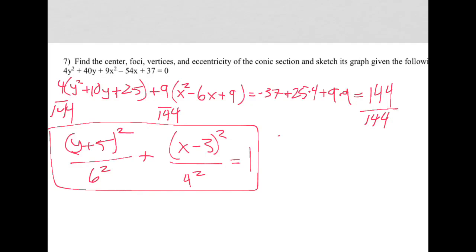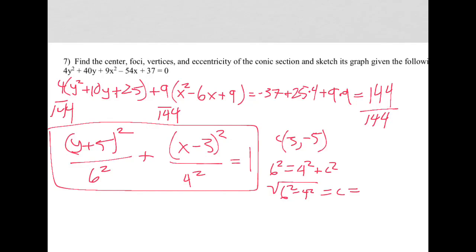I want to find the center. Well, the center is going to be the point with an x value at positive 3 and a y value at negative 5. I need to find the foci, which means I need to find my c value. Well, what do I know? I know that a squared equals b squared plus c squared. So I need to figure out what the square root of 6 squared minus 4 squared is. And that will tell me what c is. Well, 6 squared is 36, 4 squared is 16, 36 minus 16 is 20.